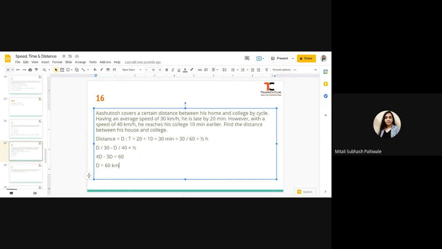What did we do? We took a distance as d, and time, which was the time difference. This is the time difference. Okay, so time difference is 20 and 10, so 30 minutes for the entire, I mean, in both the cases. So that is why this will become 30 by 60, that is 1 by 2 hour. Okay, now as we were aware, this is the formula for time. T is equal to D by S.